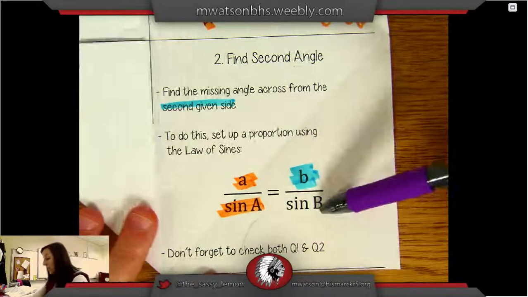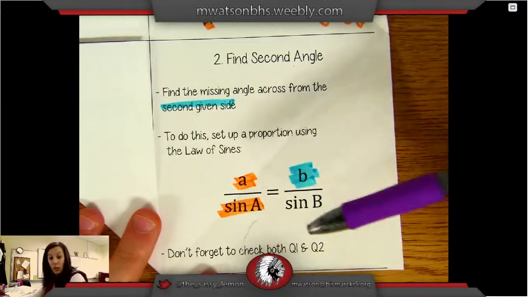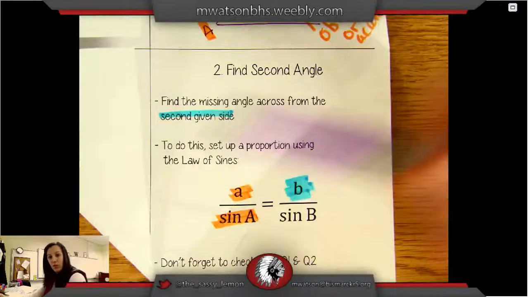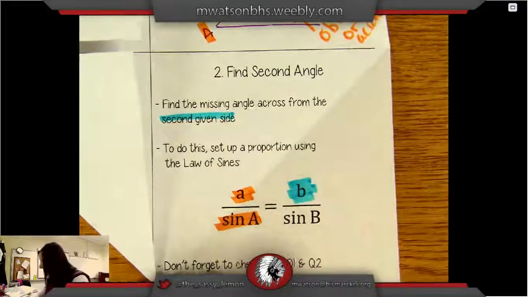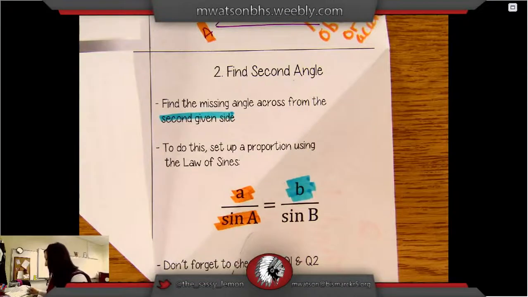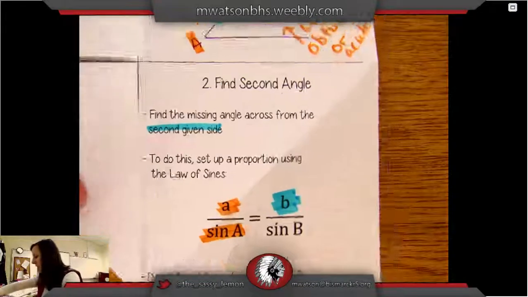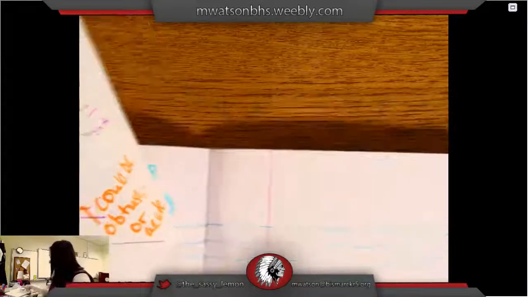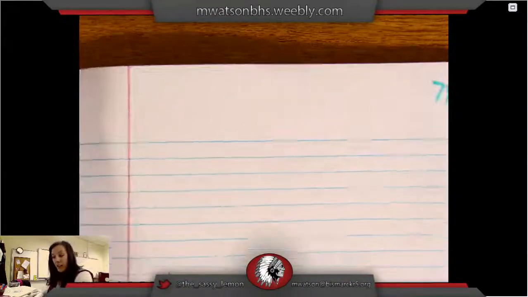Now this is the point in the video where I actually want to start working through an example with you, because the future steps aren't going to make sense, especially this. Don't forget to check both quadrant 1 and quadrant 2. So let's go ahead and do an example. This is going to be on page 78 in your ISN.